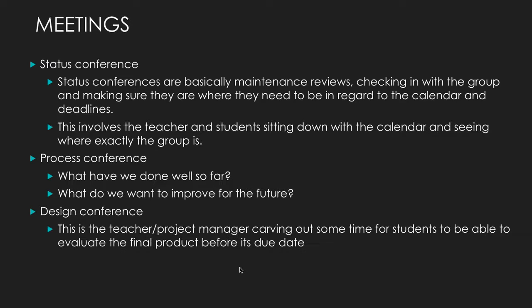The final kind of conference is a design conference. This is basically looking at the rubric and looking at what they're creating and making sure that those two match. So with a status conference, you're using your calendar to establish where you are. Your design conference is more looking at the rubric and saying, okay, this is where you want to be. Are you there? And what are ways that we can get you there? What are ways that you can improve this so that it's where you want it to be? So those are three different types of meetings that you might do with students in a virtual setting.